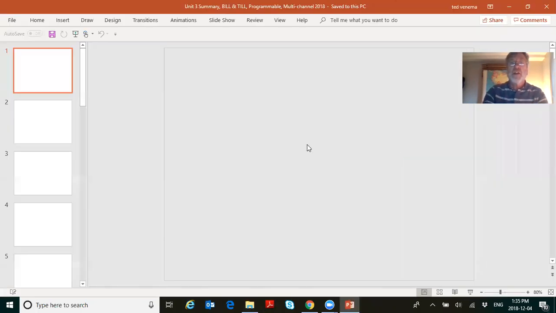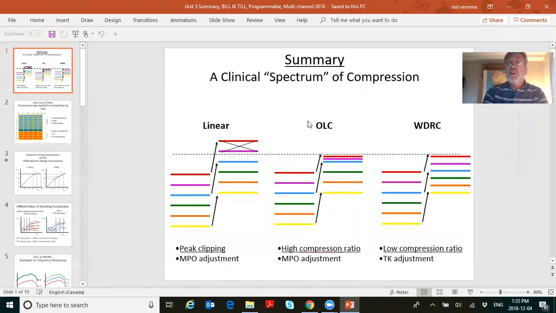Okay, looking here, a classical clinical spectrum of compression. This is a very useful picture to look at as well, describing the differences. Inputs are on the left, the arrows are the gain, outputs are on the right. Linear, lots of gain for soft. The same gain for soft and average inputs would be the same gain for loud inputs, but because of peak clipping, they've stopped it.